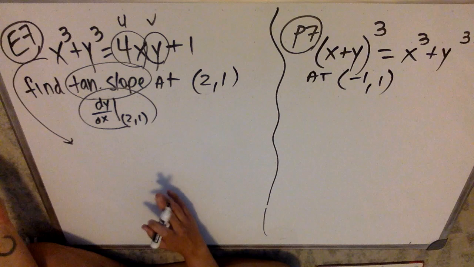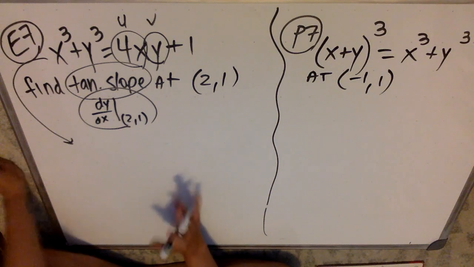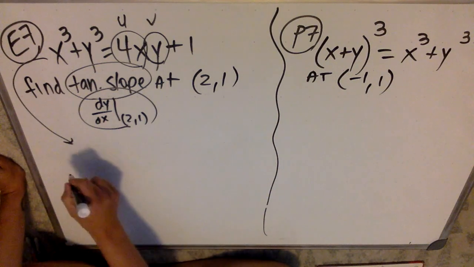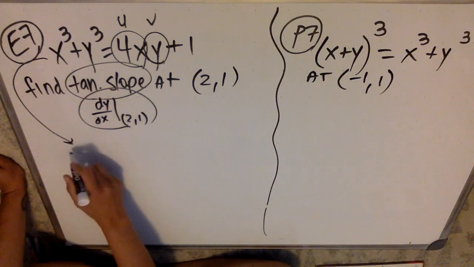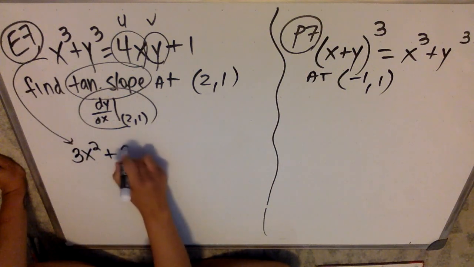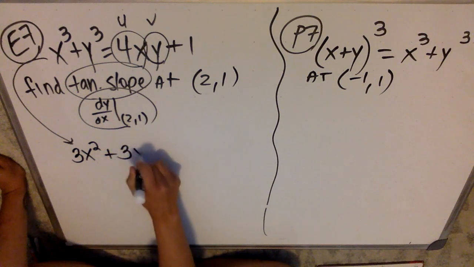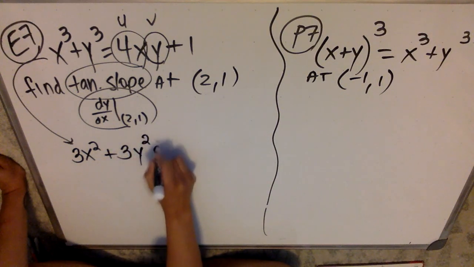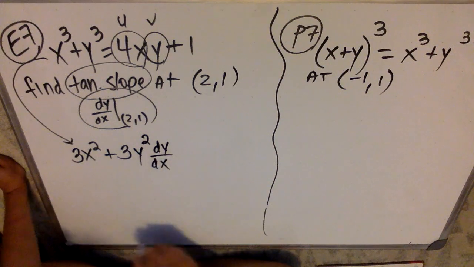Or you need to yank him out in front and put him in parentheses in front of your product rule, but I feel like that's just trouble. So let's differentiate. So x cubed, when I differentiate, I'm going to get 3x squared. When I differentiate the y cubed, it's going to be the derivative of the stuff cubed, which would be 3y to the second, times the derivative of the y.